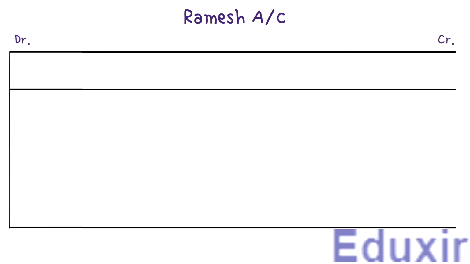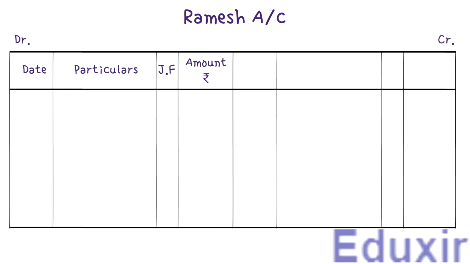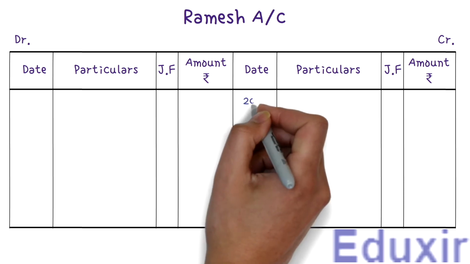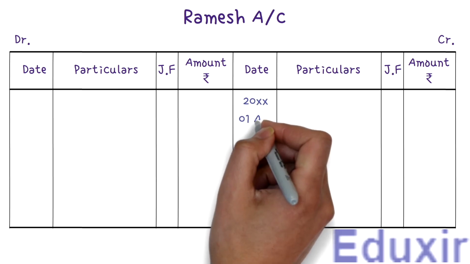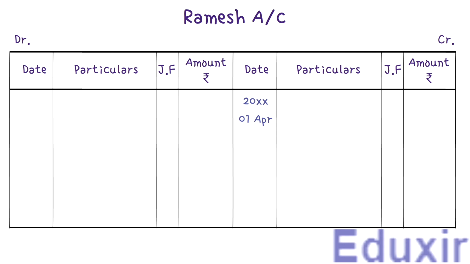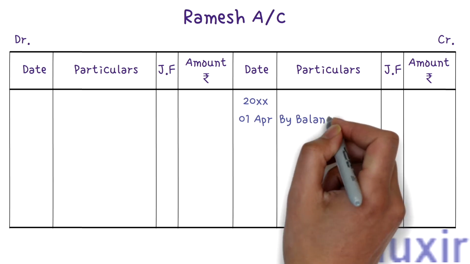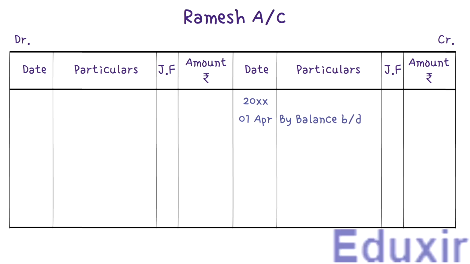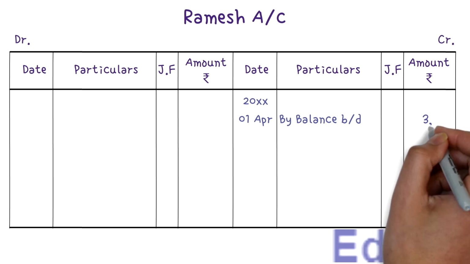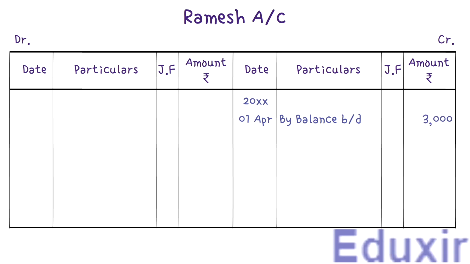Let us have the ledger account format with all the headers. As this is the first entry on the credit side, let us first write the year in the date column. Let us then write the date. We need to write "by balance brought down" into the particulars column. Let us then write the credit amount of 3000 rupees in the amount column. That completes the posting of this journal entry into Ramesh account.